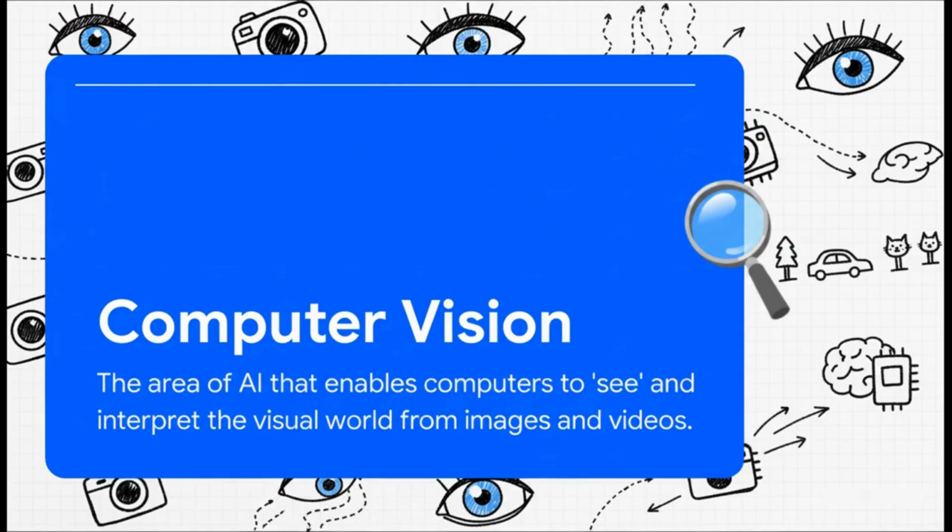This one's pretty easy to remember. It's all about one goal, giving computers the ability to see. We want them to look at an image or a video and actually understand what's in it, just like our own eyes and brain do.